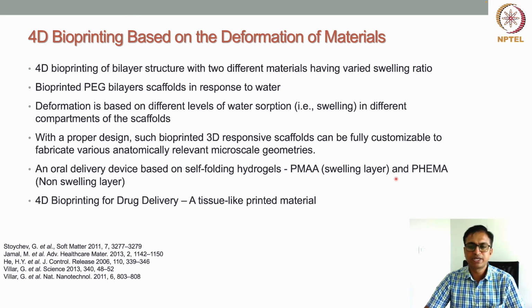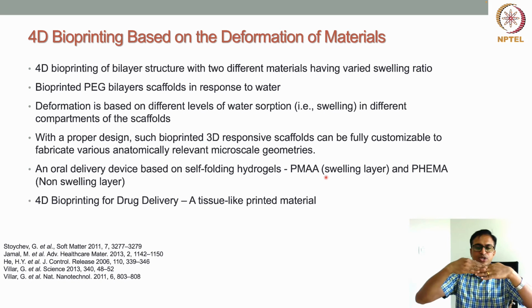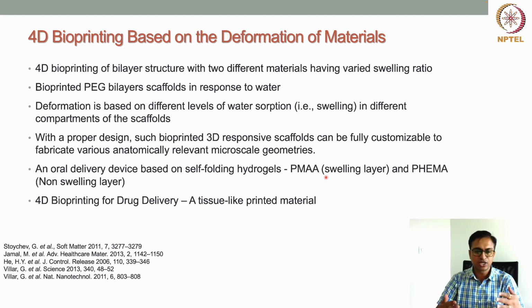Due to that, what will happen? The layer that is swelling will expand more, and the layer that is not swelling will just stay there. Because of this difference in extension, the PMAA will swell and extend more, while PHEMA will not swell. Slowly the structure will start bending towards the PHEMA layer, because the PMAA layer is expanding and the PHEMA layer is not expanding. That's why this will get folded.